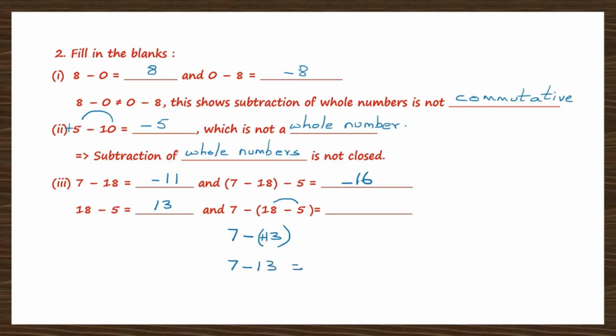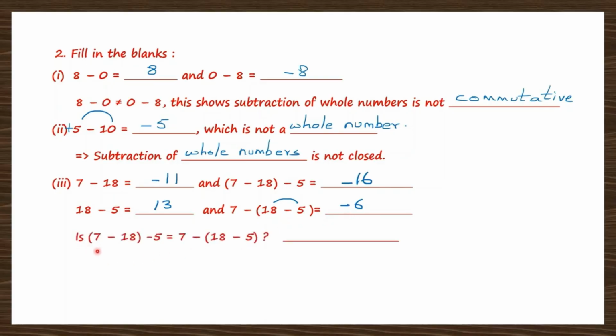So here what do we have? 7 and 13. This has a plus sign. So we put the sign of the bigger number and we subtract, 13 minus 7. 13 minus 7 is 6. So here we've got minus 6. So here we've got our answers. 18 minus 5 is 13 and 7 minus 18 minus 5 is minus 6.